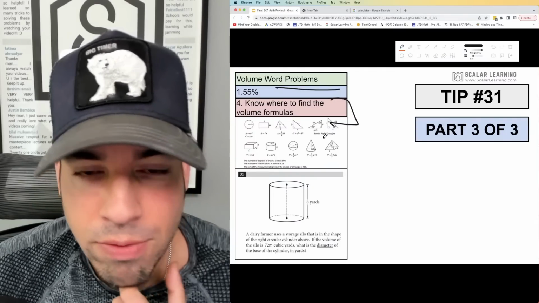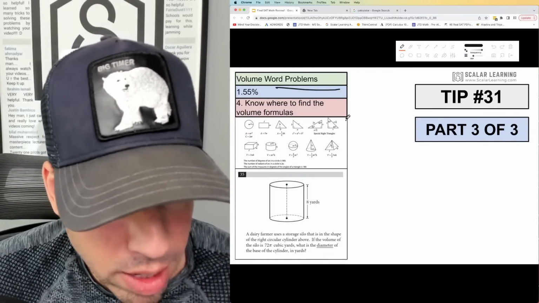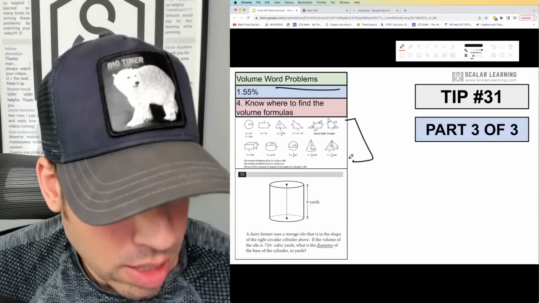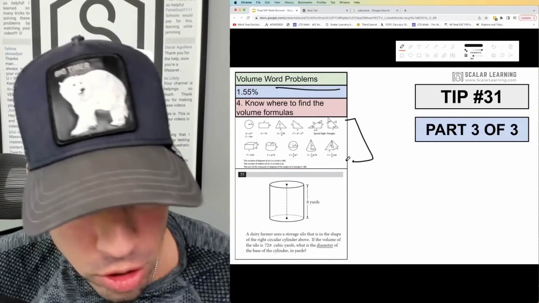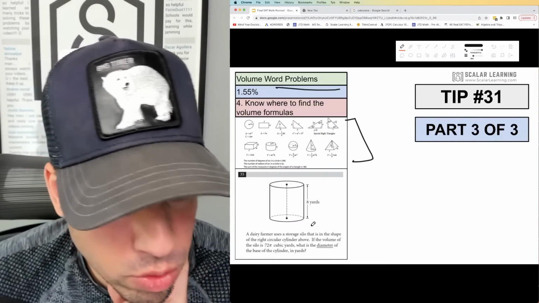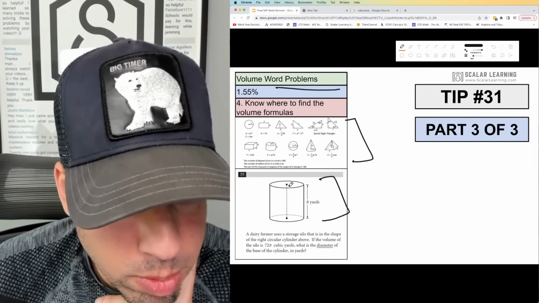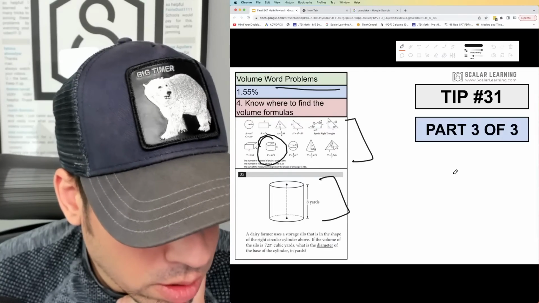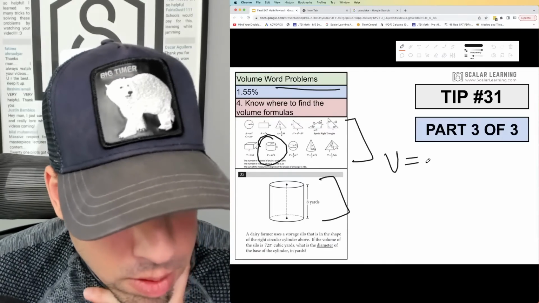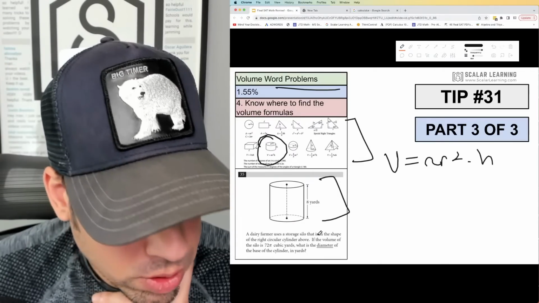Know where to find the formulas. Reference sheet, okay, at the beginning of both sections, domestic version, calculator, no calculator. You got to know where to find these because you get a question like this. We're talking about volume of a cylinder. It's right there, right? Pi r squared times h.